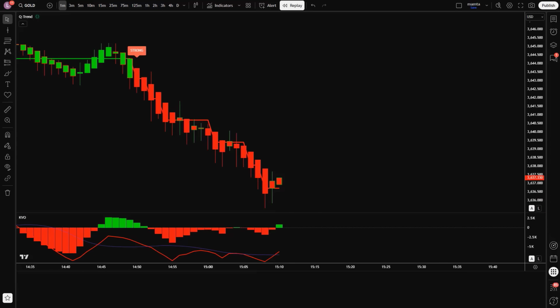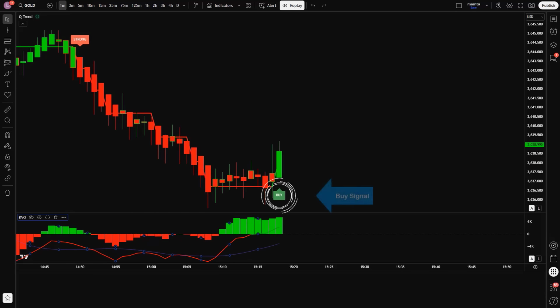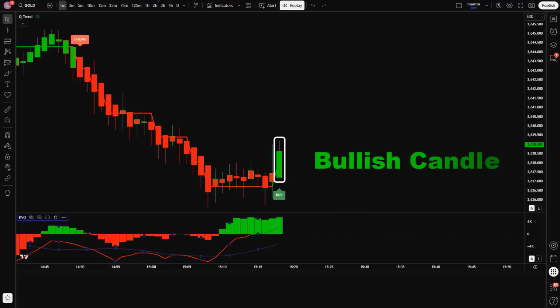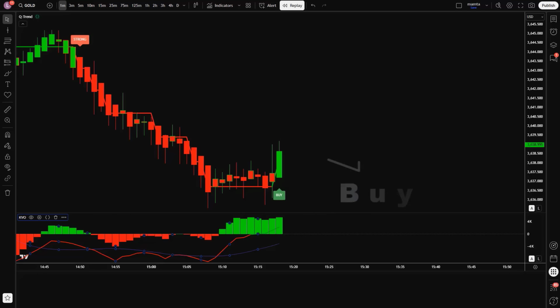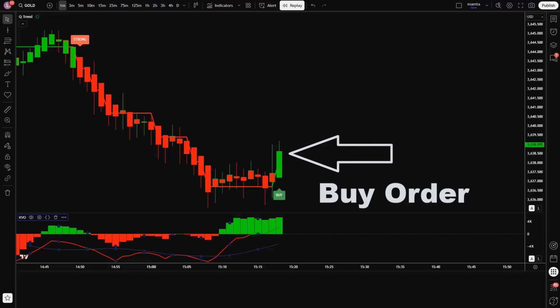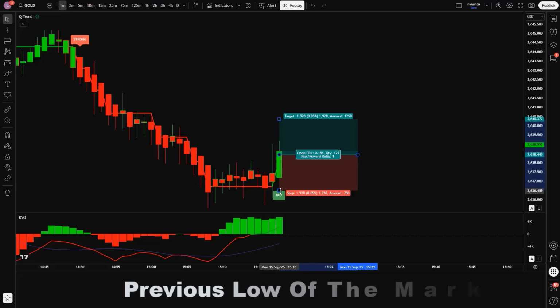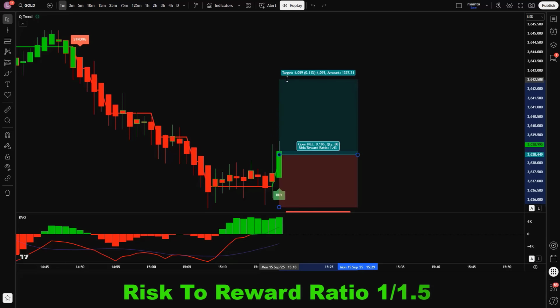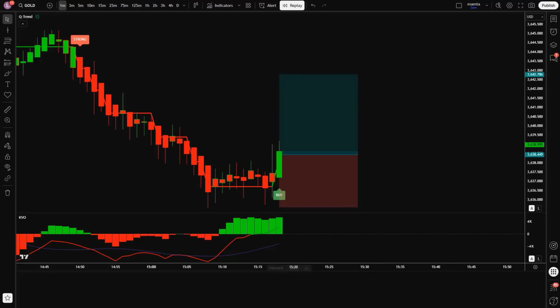Let's see how we use these trading setups. When the Q trend indicator gives us a buy signal, when the Klinger volume oscillator indicator shows green color columns, and when the market forms a bullish candle, if this condition is fulfilled, then we will place a buy order. Our stop loss is the previous low of the market, and the risk to reward ratio will be 1:1.5.